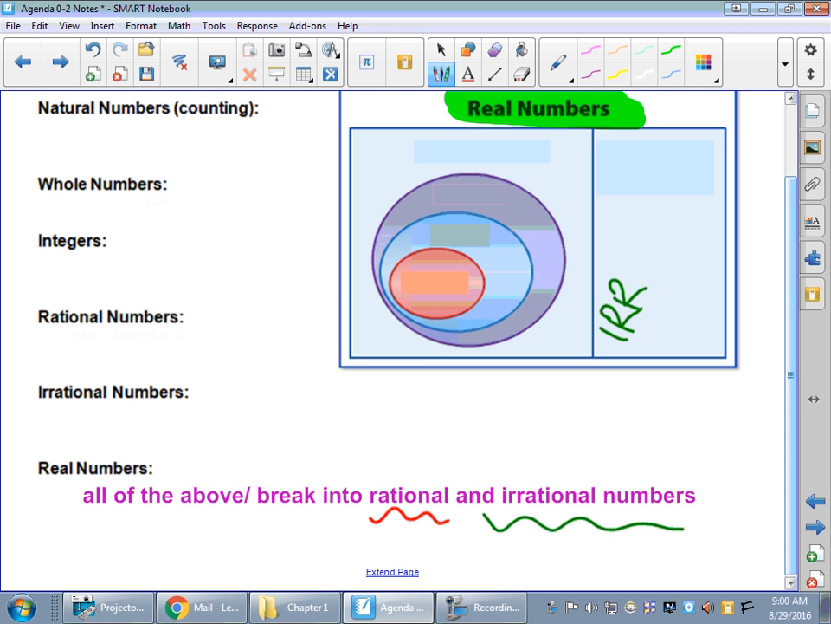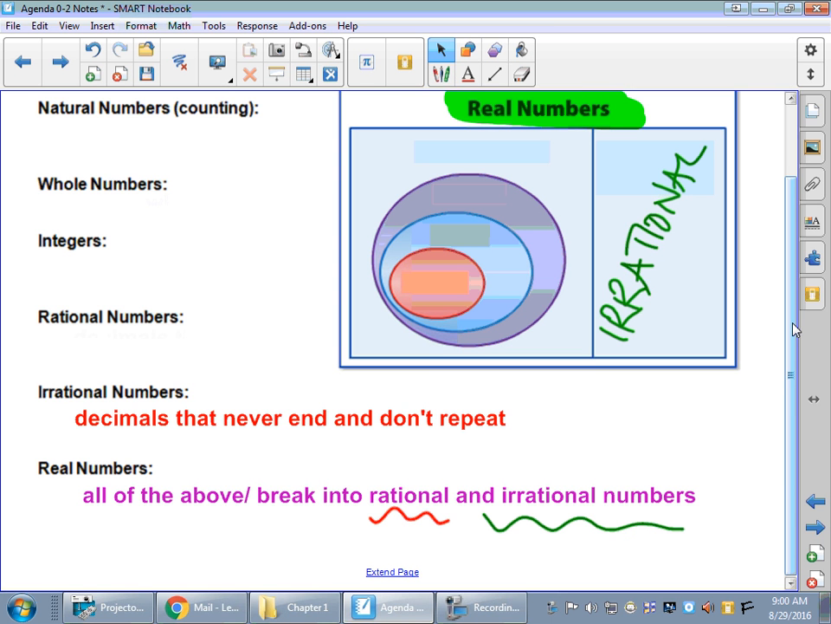Nothing else going on. This whole section over here is irrational. Notice it's all by itself because once we look at these types of numbers, there's no other way to break them down. They're decimals that will never end and never repeat.